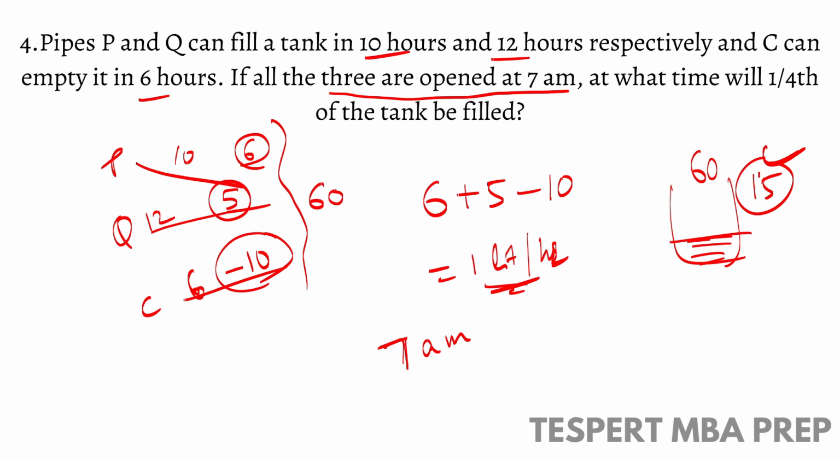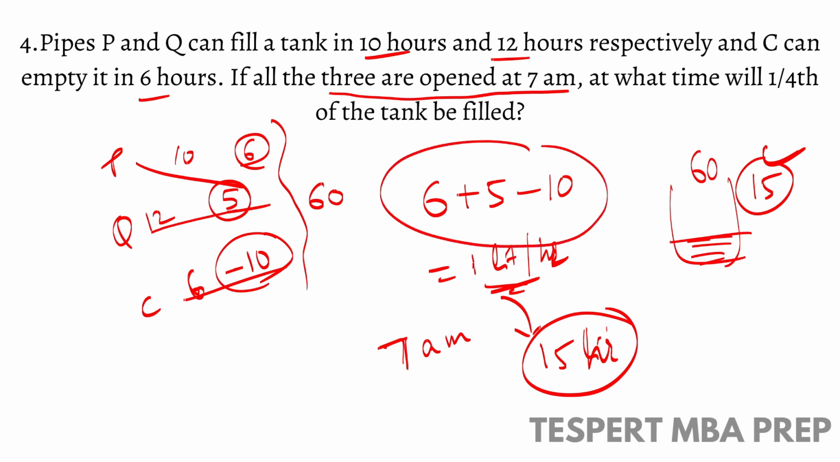So in order to fill 15 liters, we must have 15 hours. 15 hours are necessary to fill the 15 liters of water, because the rate at which these three work together, the resultant rate will be 1 liter per hour. So to fill 15 liters of tank, we need 15 hours, and the 3 taps are opened at 7 a.m. So 7 a.m. plus 15 hours will be 10 p.m., right? So at 10 p.m. 1/4 of the tank can be filled.